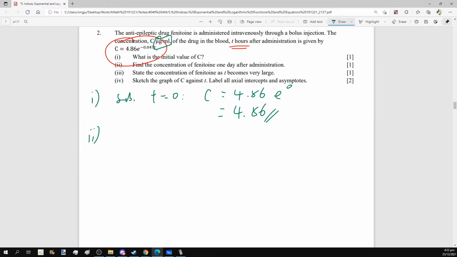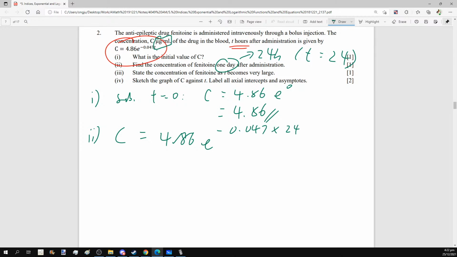Now, the second portion then asks for the concentration of phenytoin 1 day after administration. Now, 1 day over here naturally will be 24 hours. In other words, the time t equals 24. So we shall have 4.86, that's a decimal, e to the power of negative 0.047 multiplied by 24. So this entire chunk, you can then feed the whole thing into your calculator.